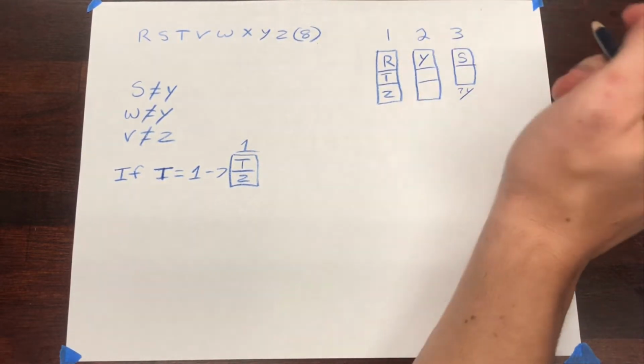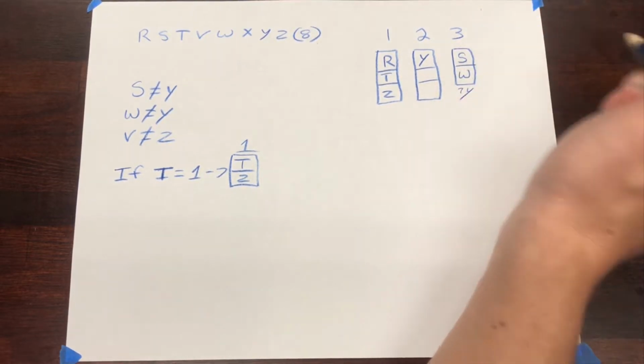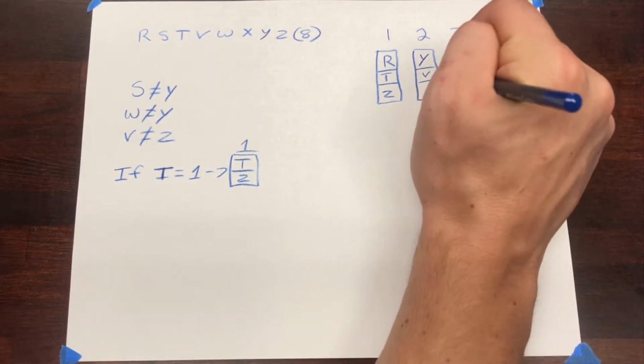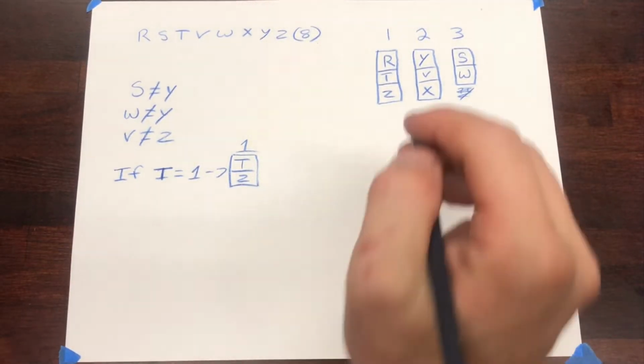If T is in 1, then Z has to be in 1, which means this is not Y, which means that Y has to be over here. And W can't be with Y, so W must be over here. That only leaves us V and X. This is gone, and that board is entirely filled in.